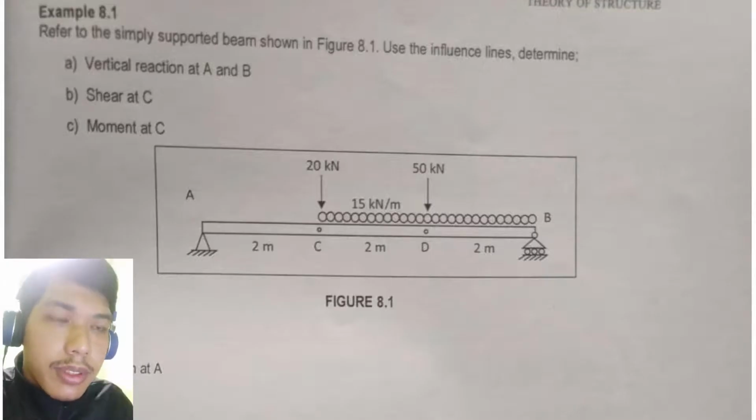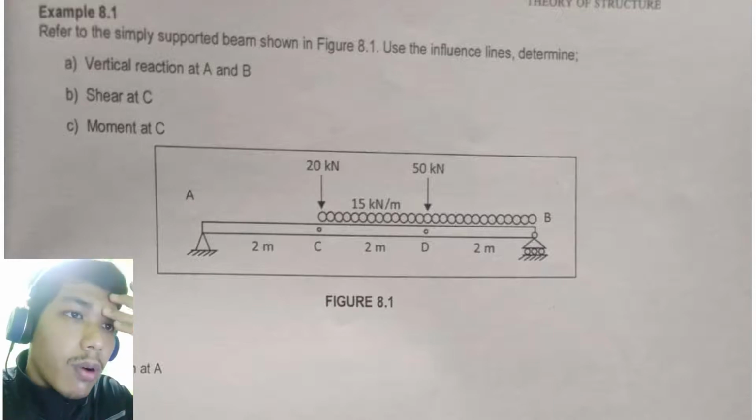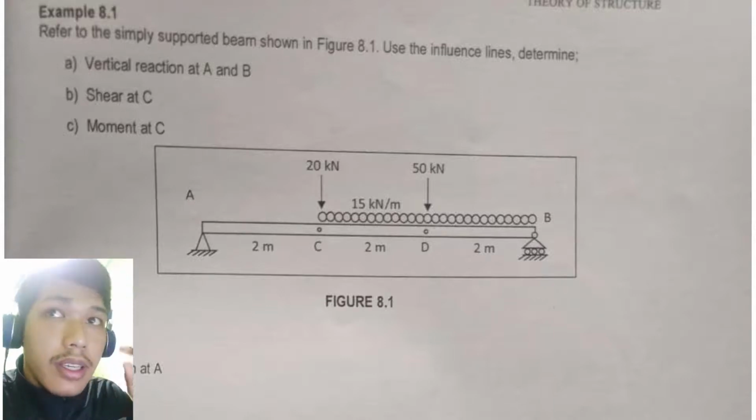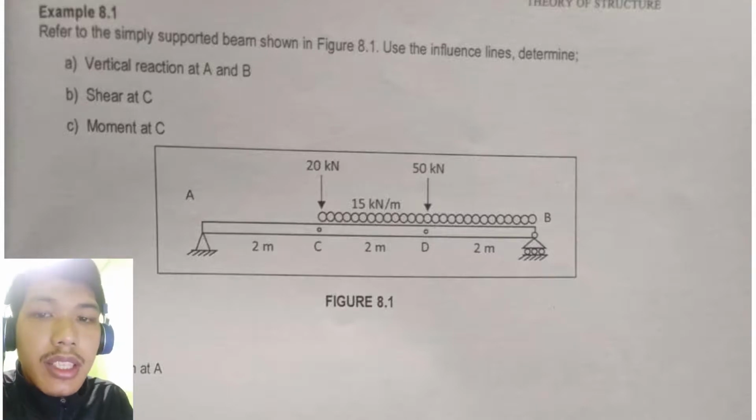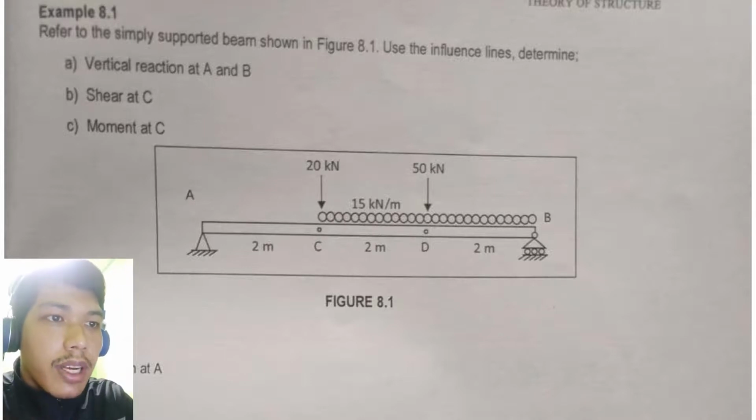So for me, I would like to present my part for the calculation for my assignment. In this question, we have the vertical reaction at A and B, shear at C, and moment at C. By the looks of the figure above, we can do our solution for the vertical reaction at A first.